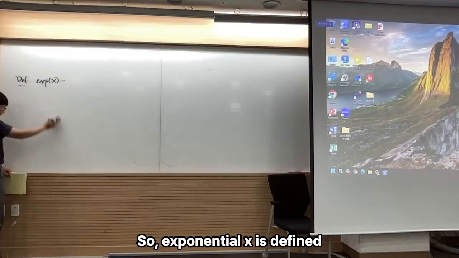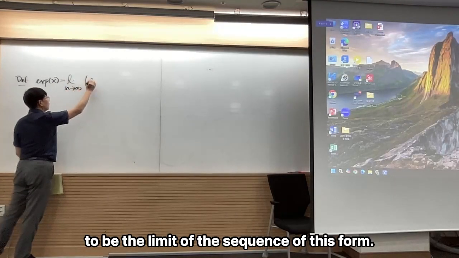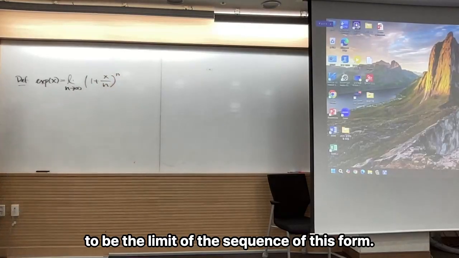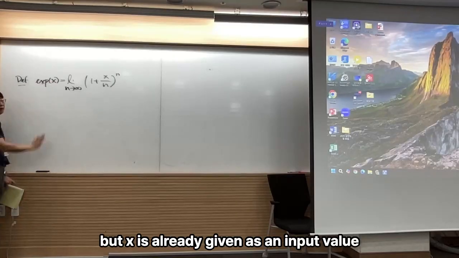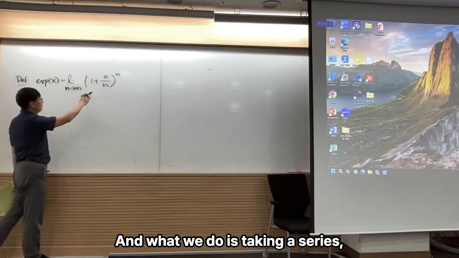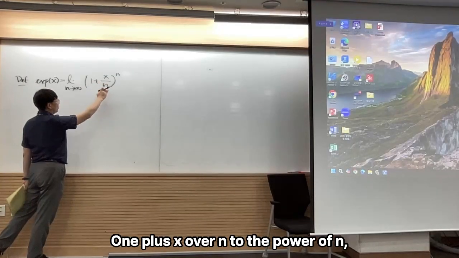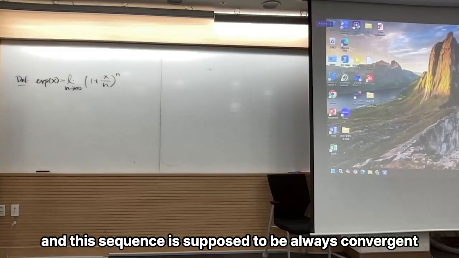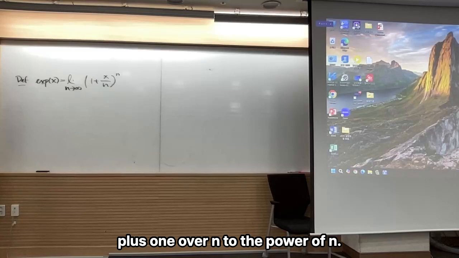So exp(x) is defined to be the limit of a sequence of this form. Here we have x, but x is already given as an input value, so we can consider it just a constant. What we do is take the sequence (1 plus x over n) to the power of n, and this sequence is always convergent, in the same way that it's convergent for (1 plus 1 over n) to the power of n.